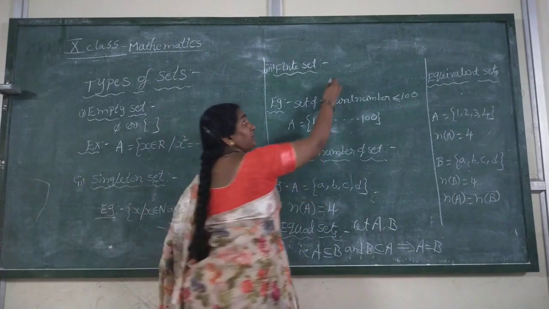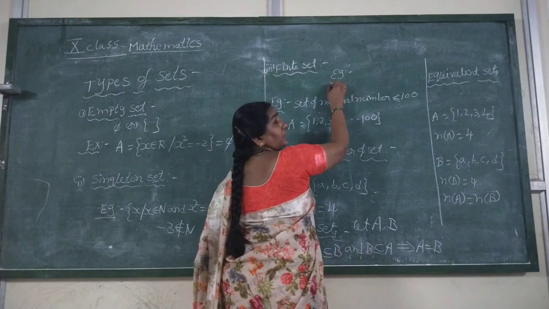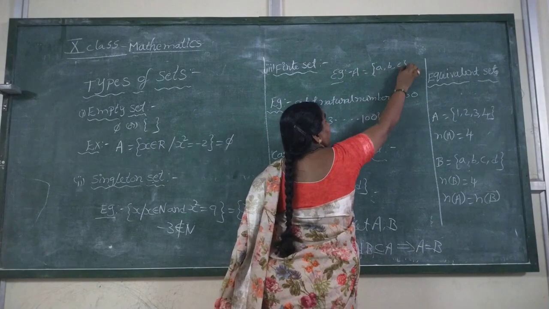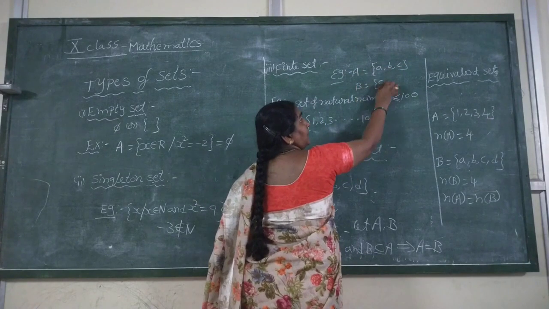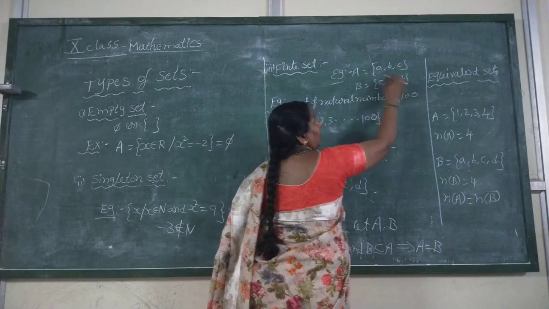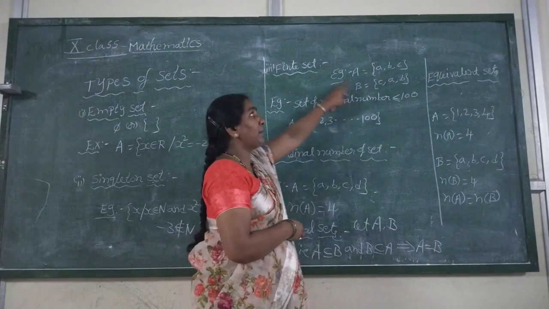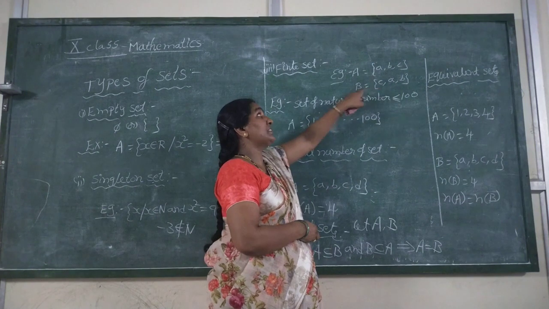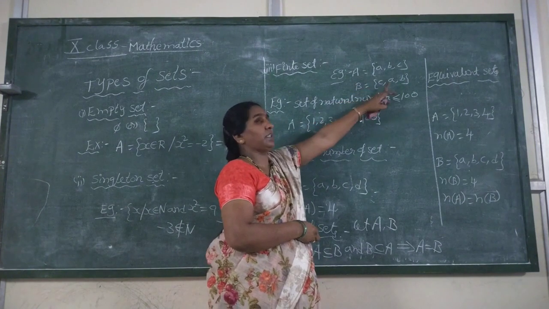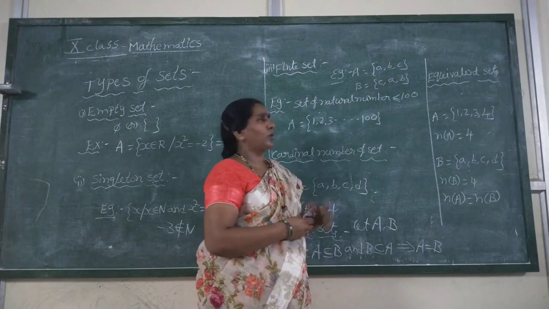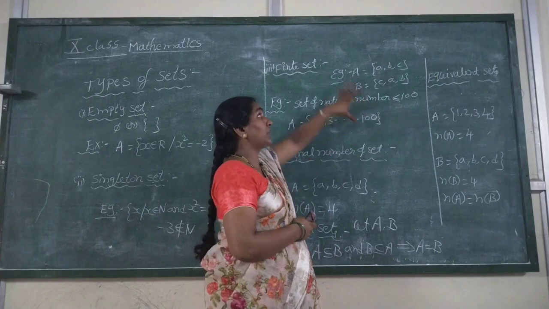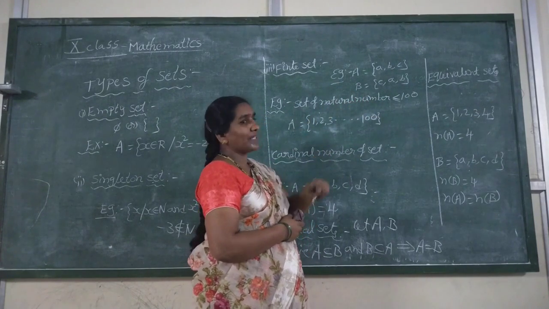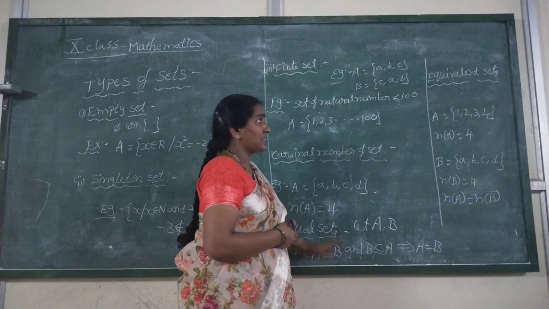For example, we take A equal to {a, b, c} and B equal to {c, a, b}. Those two sets contain the same elements. The set A contains a, b, c, and the elements present in the set B are also a, b, c, irrespective of order. There is no need for order. Two sets having the same elements are called equal sets.